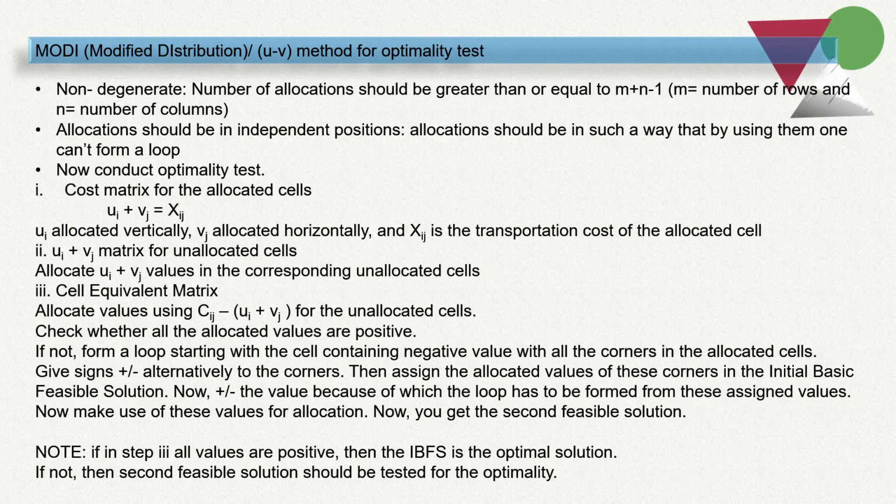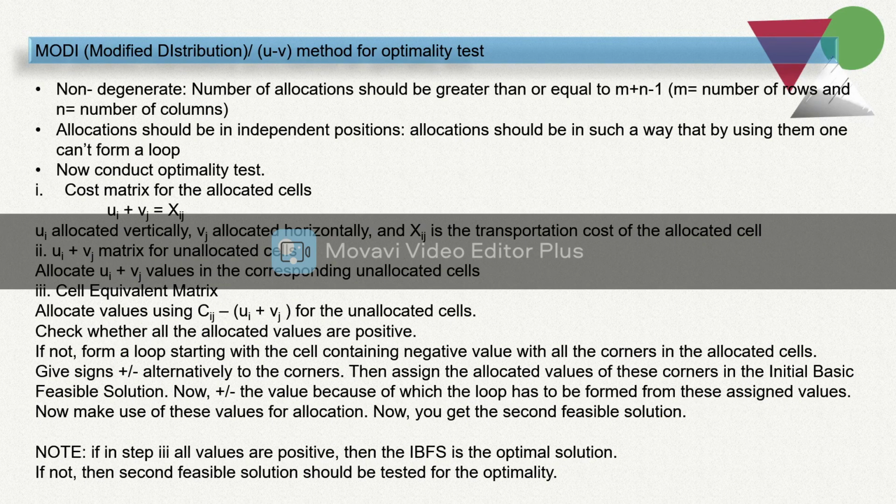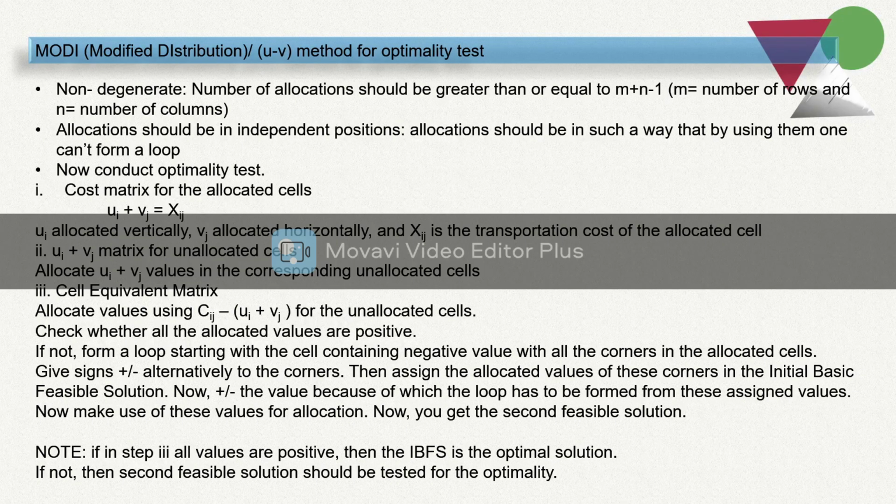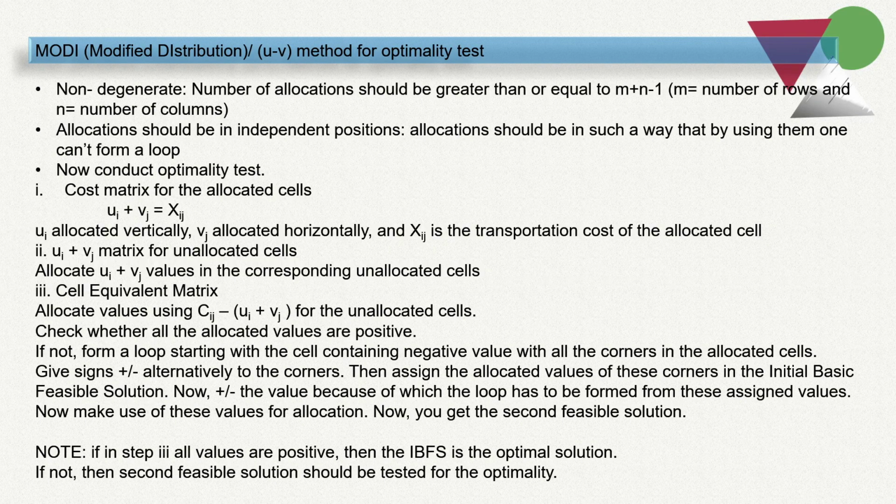Now, we have to conduct the optimality test. Here it involves 3 steps. The first one is cost matrix for the allocated cells. Here ui plus vj equal to xij, where xij is the transportation cost of the allocated cell and ui is the allocated value vertically and vj is allocated value horizontally, where ui plus vj matrix for the unallocated cells. This is the second step. Allocate ui plus vj values in the corresponding unallocated cells.